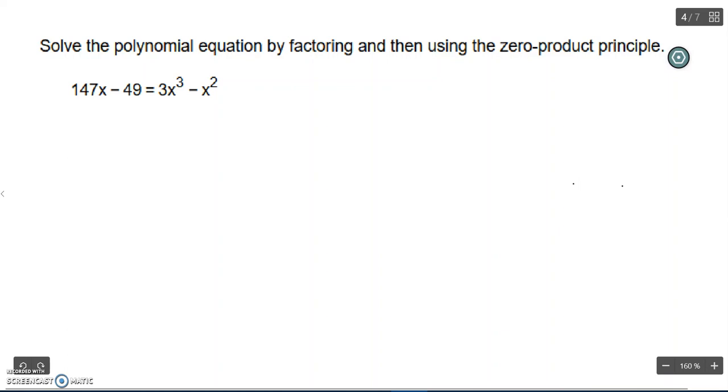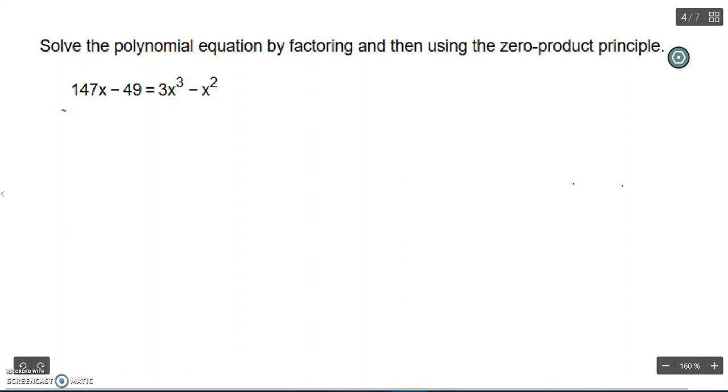Okay, it says solve the polynomial equation by factoring and then using the zero product principle. That just means set it equal to 0 and then factor, basically. So let's set it equal to 0. I'm going to move the 147x to the right side and the 49 to the right side. That way this 3x cubed will remain as a positive leading coefficient.